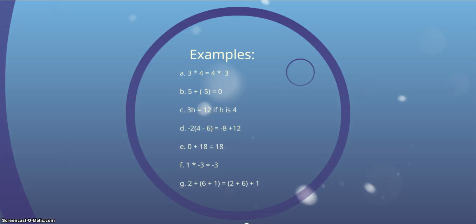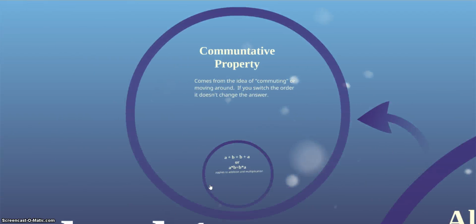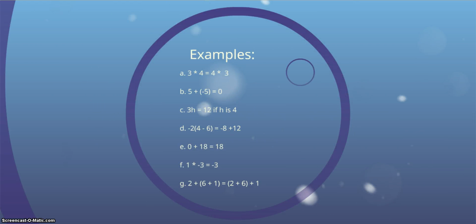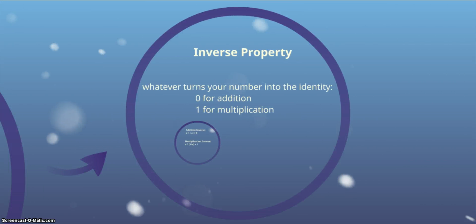Okay, so the first one, 3 times 4 is equal to 4 times 3. This is the commutative property because when I switch the order, it doesn't change the answer. For the second one, 5 + (-5) is equal to 0. This is the inverse property because it turns the number into the identity.